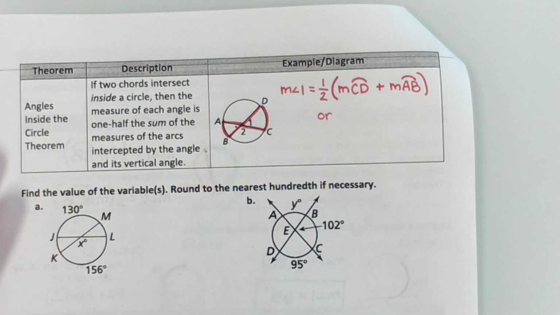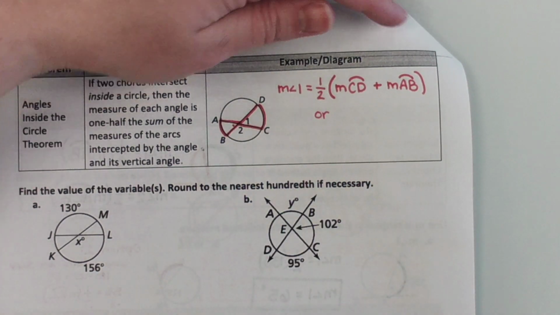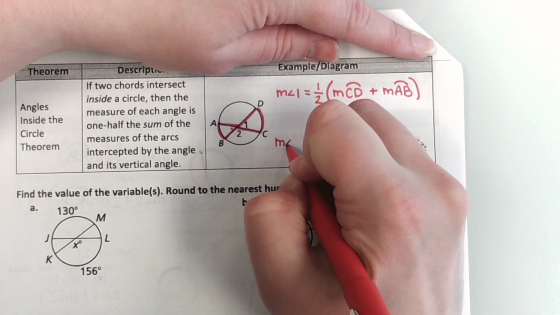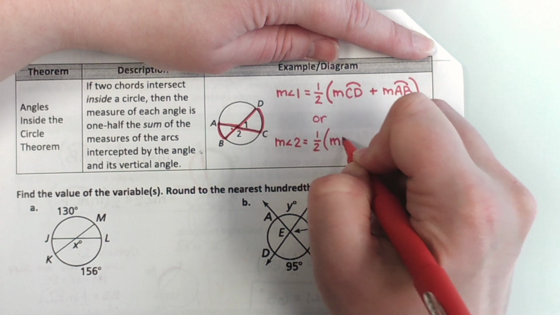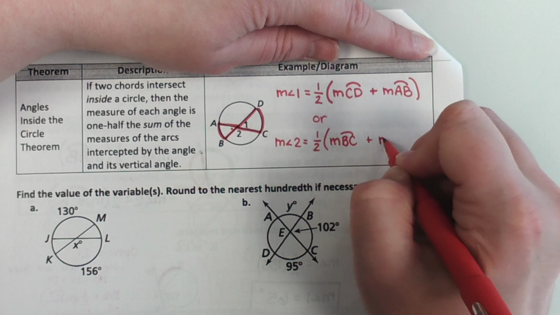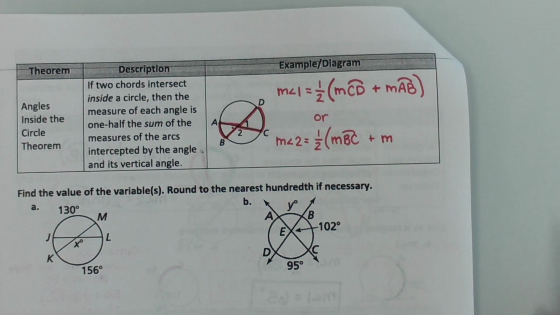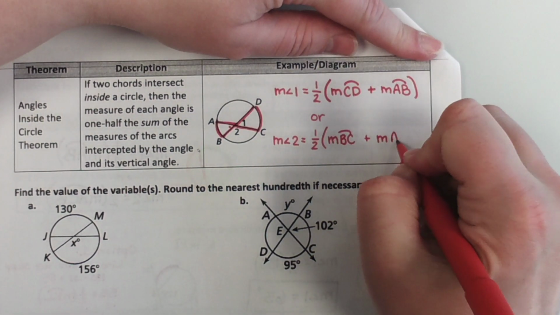Now, in all technicality, the next formula I'm going to give you is for angle 2, but it's the exact same setup. The only difference is now it's that angle instead of that one. Measure of angle 2 is 1/2 the measure of its arc, which is arc BC, plus the vertical angle's arc, I'll try not to drop it again, AD.